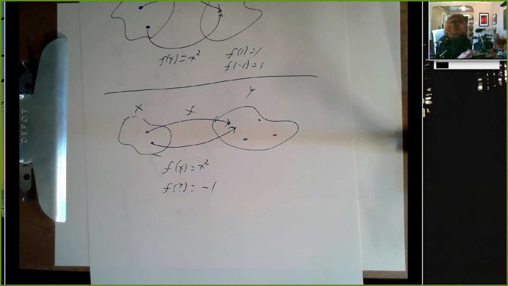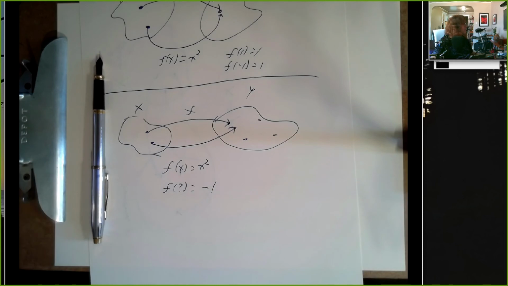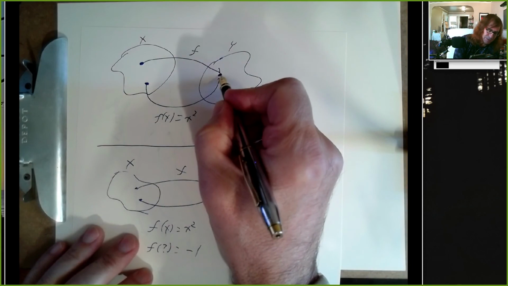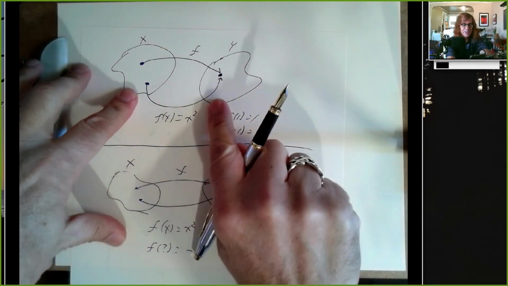Okay, but we're interested in these different characteristics of functions. So we have some terminology. We can talk about an injective function. An injective function means this never happens.